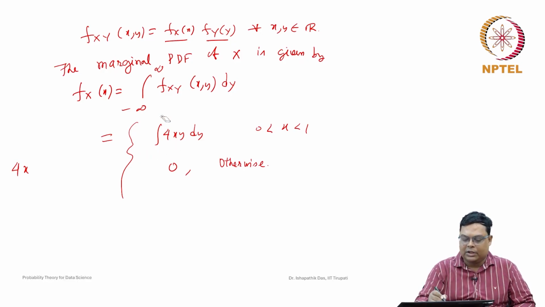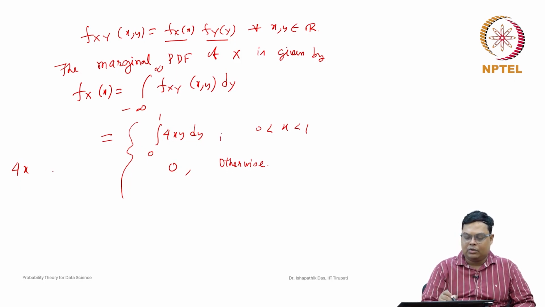Whenever y is between 0 and 1, then only it is 4xy, otherwise it is 0. X is between 0 and 1, and not only that, y is also between 0 and 1. That is why, otherwise this integration will be 0. So this is 4x into y squared by 2, and this limit is 0 to 1. The 2 and 2 cancel, y squared is 1 minus 0, 1 by 2. So 4x into 1 by 2, the 2s cancel, and this is nothing but 2x.